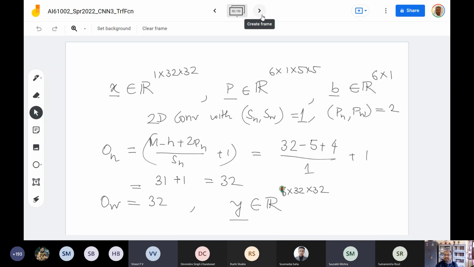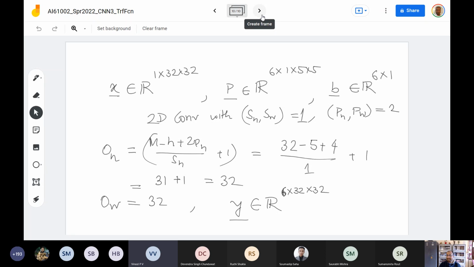And sir, the dimension of P should be 6 cross 5 cross 5, right? Instead of 6 cross 1 cross 5 cross 5? No, it will be 6 cross 1 cross 5 cross 5, because there are 6 convolution kernels, each of 1 cross 5 cross 5. So we are still considering the channel. I mean, it's a single channel tensor. Look into your X. X is 1 cross 32 cross 32. So similarly over there, you have to have that one as well.